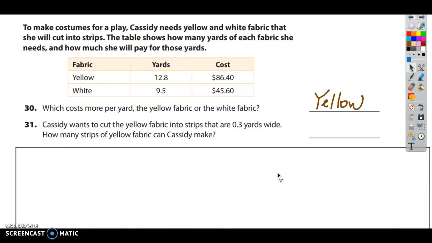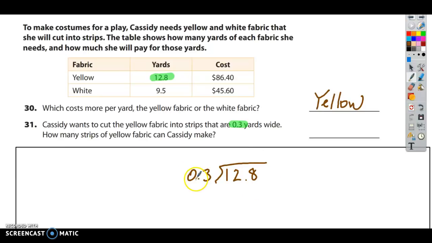Alright, it says Cassidy wants to cut the yellow fabric into strips that are 0 and 3/10 yards wide. How many strips of yellow fabric can Cassidy make? So how much does she have? She has this much, 12.8, and she wants to cut them into this much, 0.3. So I'm going to do 12.8 divided by 0.3.